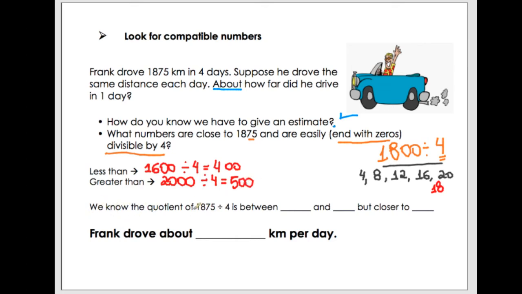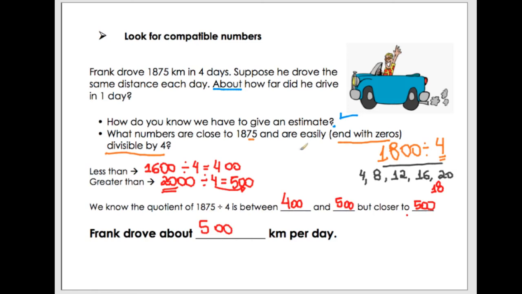So we can answer here this. We know that the quotient of 1875 divided by 4 is between 400 and 500. But it's closer to, remember that I asked you to think about, do you think that it's closer to 16 or 20? To 20, but it's closer to 500. So Frank drove about 500 kilometers per day.